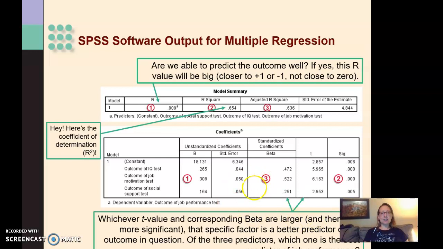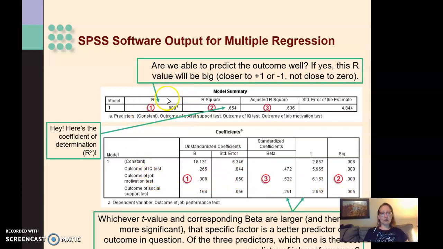In SPSS, if we were running a multiple regression, we would be able to see whether each piece that we put in is a good predictor in the model of the outcome. If so, we'll have a relatively big number here, closer to 1 than 0. And we'll also be able to square that to figure out how much of the variance it can explain. And then there's some other pieces here that we could look at.